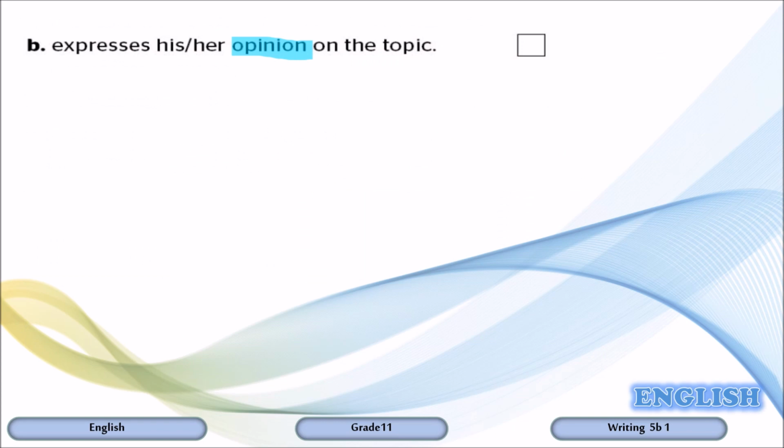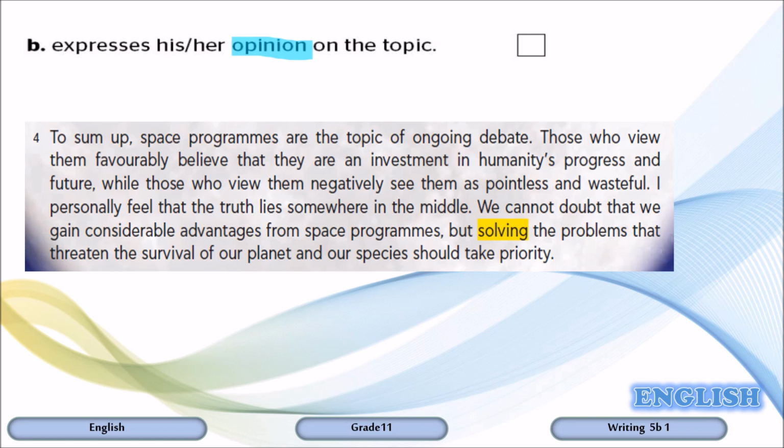Let's do statement B. In which paragraph does the writer express his or her opinion on the topic? So you have to pay attention to some phrases or words the writer may use in the paragraph. They help you understand that this is the writer's opinion. Have you got the answer? Excellent, in the last paragraph.